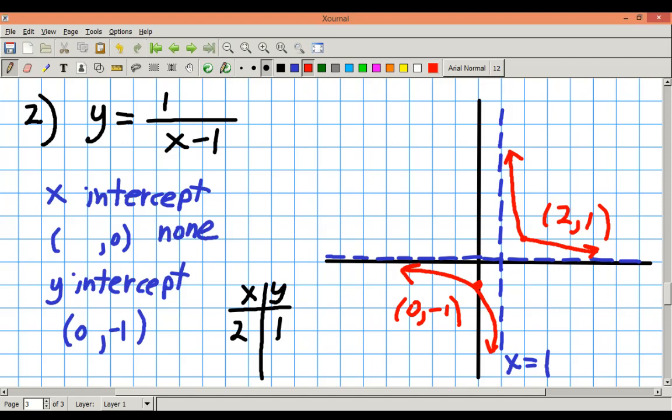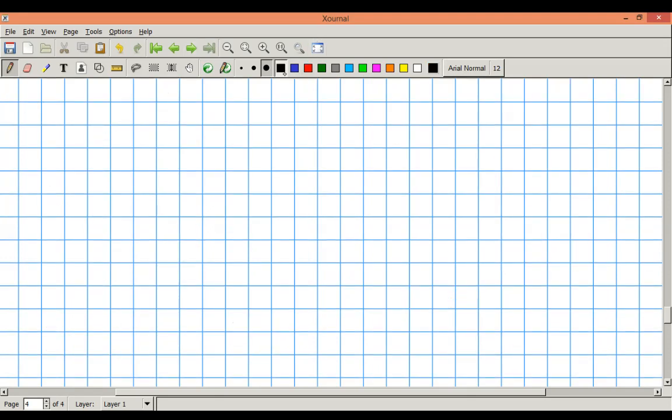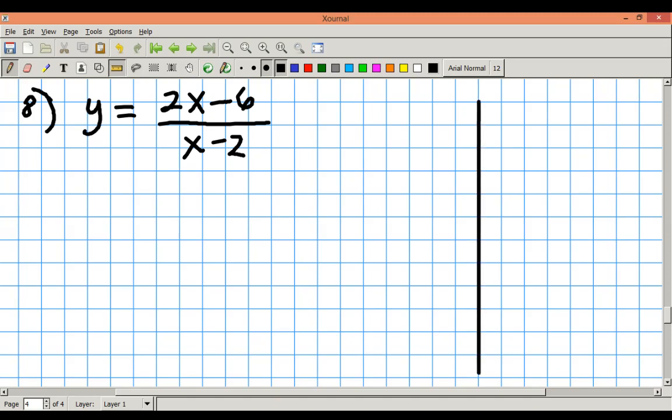Okay, so the last example on version 2 we'll talk about here is next, and that's number 8 on page 2. So that equation is y is equal to 2x minus 6 divided by x minus 2. Okay, so again, we're going to look for the asymptotes.